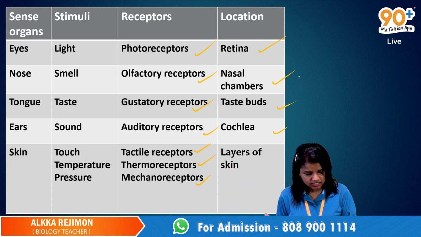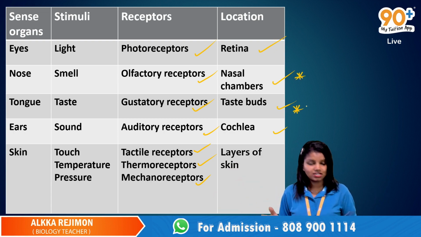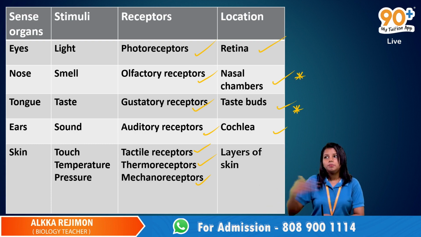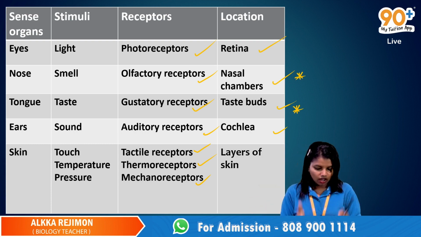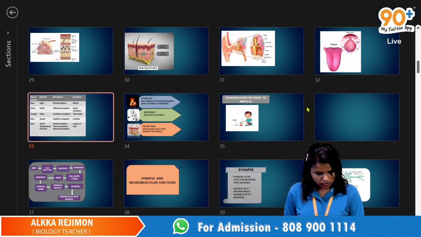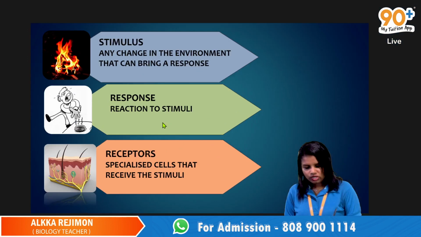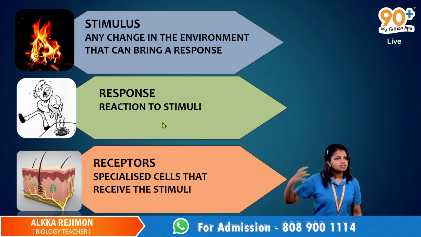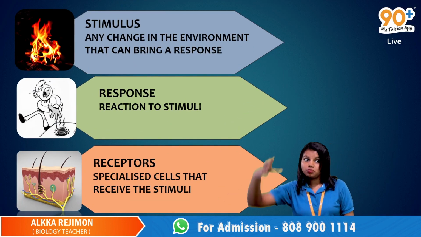So these are the various kinds of receptors in the body, and I would say the olfactory receptors and the gustatory receptors have been repeatedly asked before, and they are the most important among the entire table. That's pretty much about it. Now we need to discuss what these receptors are, what response is, and what stimulus is.